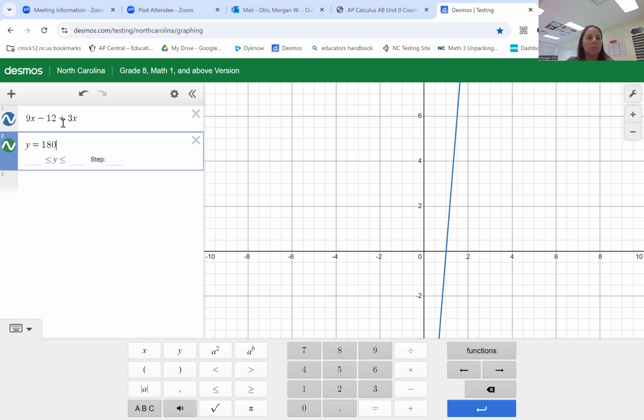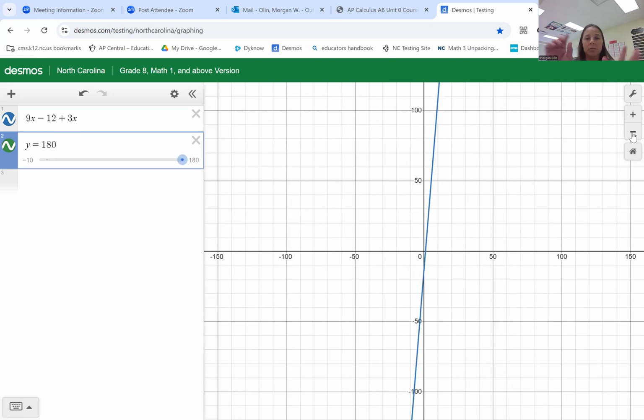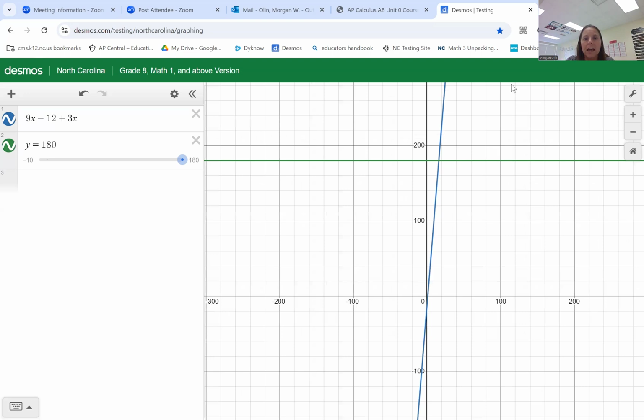Now, the problem is you're finding where they intersect. Now, 180 is way up here. You can zoom out. You can even use your fingers, since you've got touch screens. And right here, find where they intersect. Don't worry about the 180. We just want the X value, and it's 16. Isn't that what we just got for Z?